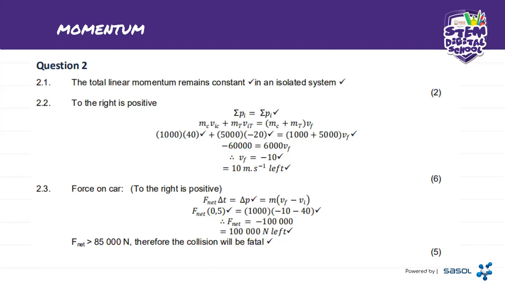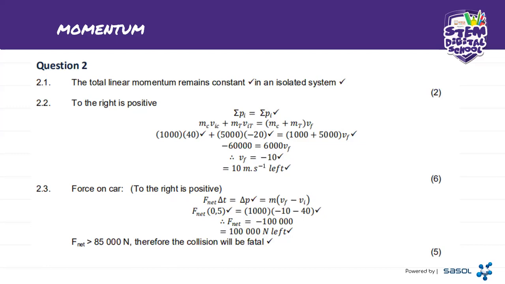So which means that that is going to be equal to 100,000 newtons to your left, because our answer is minus and our right is what is positive. Okay, so the F net is greater than 85,000. Therefore, this collision is going to be fatal.